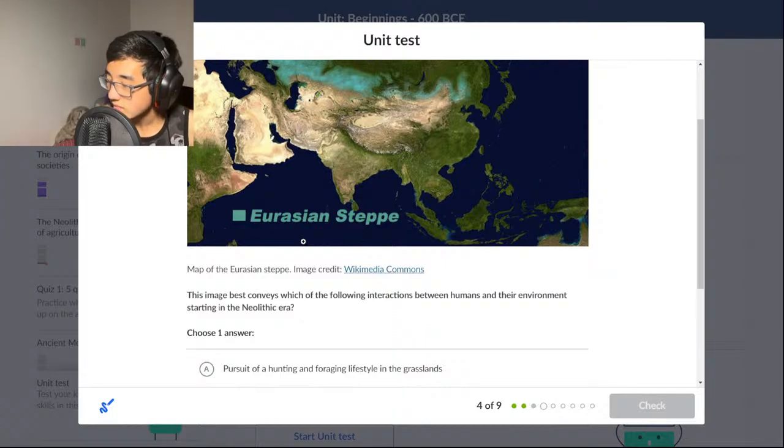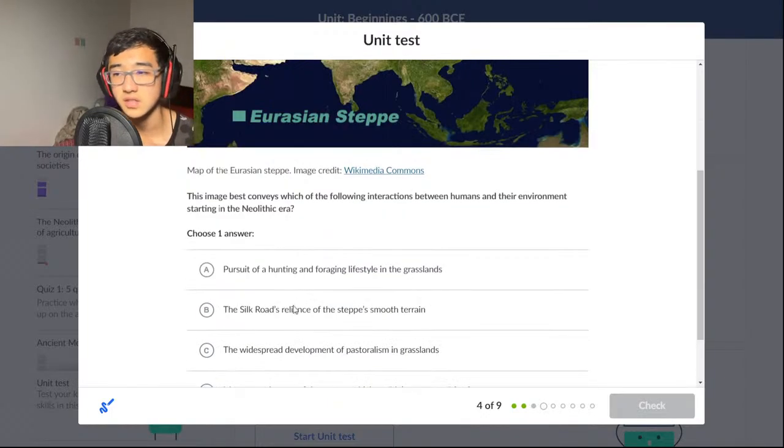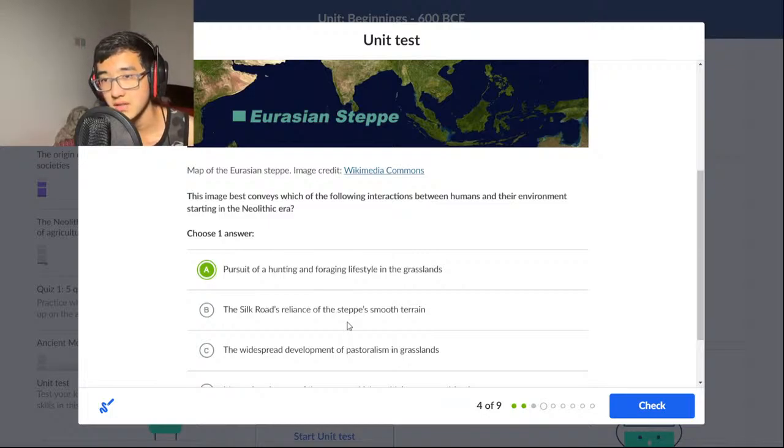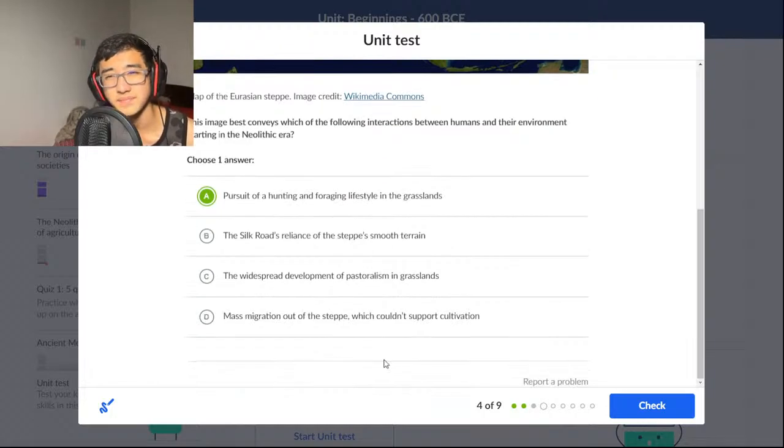Okay. Anyway, this image best conveys which of the following interactions between humans and their environment starting in the Neolithic era. Okay, Neolithic people or humans in the steppes. So the steppes are like very flat and grassy. So pursuit of a hunting foraging style in the grasslands. Okay, it makes sense. The Silk Road Alliance, that is way out. Silk Road didn't even come around in the Neolithic era. Developed pastoralism in grasslands? Not really. They weren't really suited for farmland. Mass migration out of the steppe, which couldn't support cultivation. That makes a lot of sense.